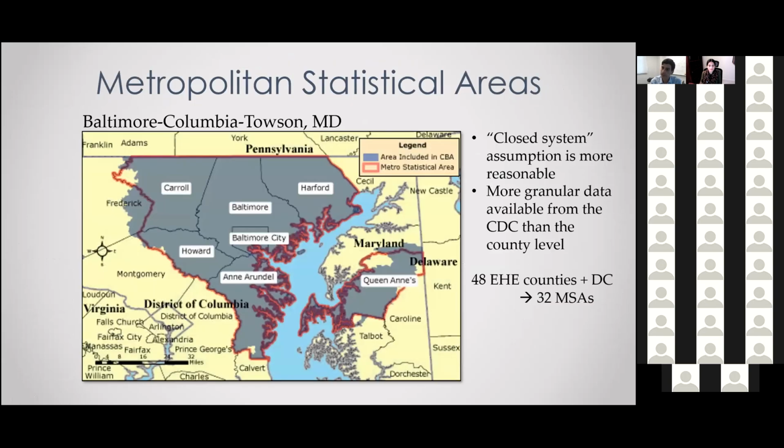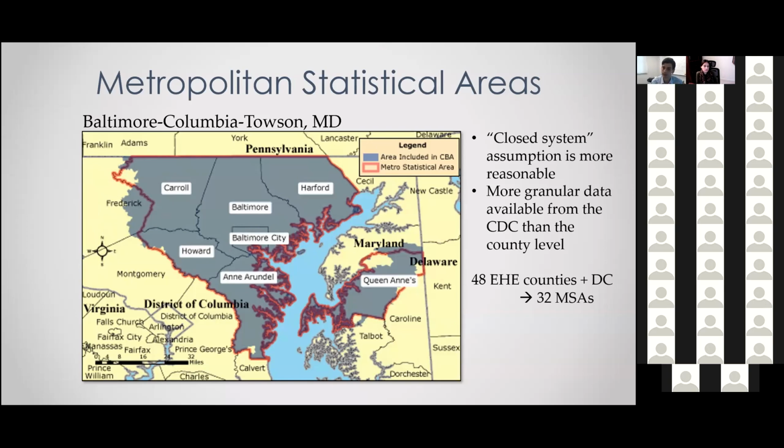And the other thing I should say too, for all the cities that we modeled, we modeled at the level of something called a metropolitan statistical area, right? So here's Baltimore. The county that's in the EHE plan is Baltimore City County, right? But because the model assumes that all transmission events are going to be captured within our model, we didn't feel comfortable restricting it to just the county level.